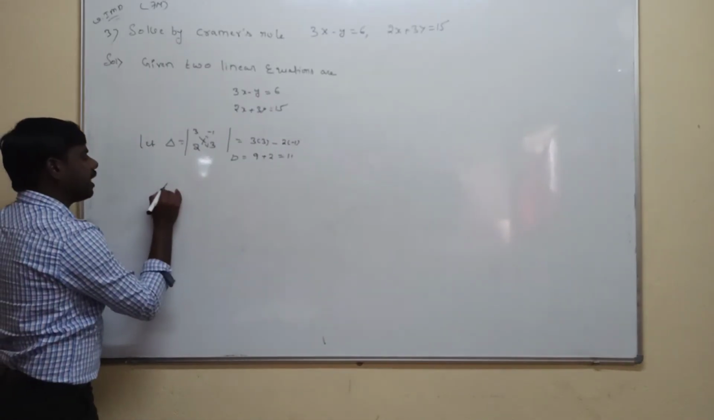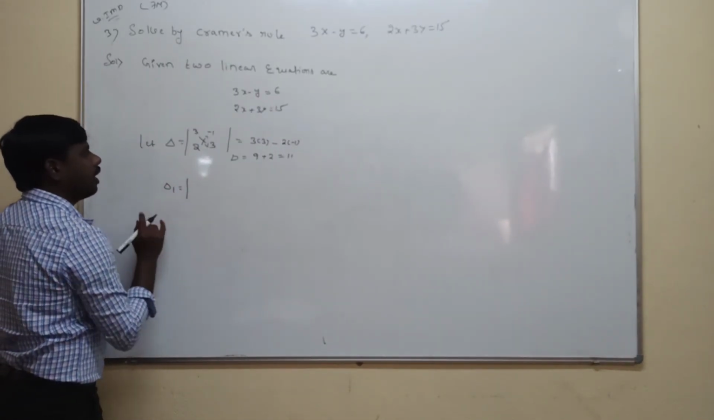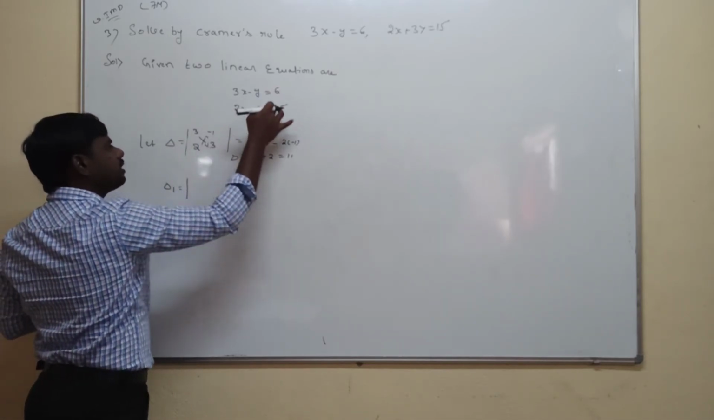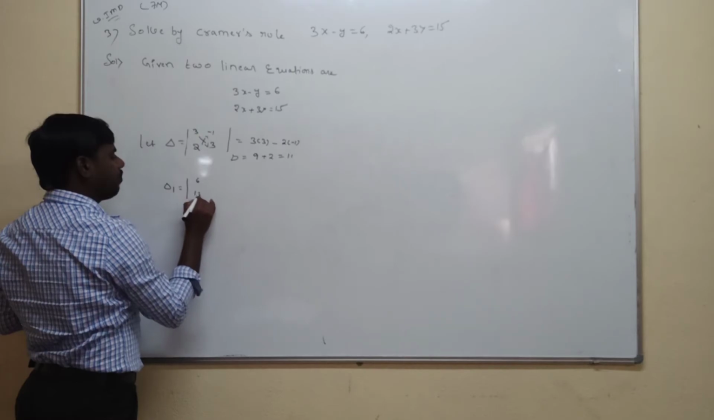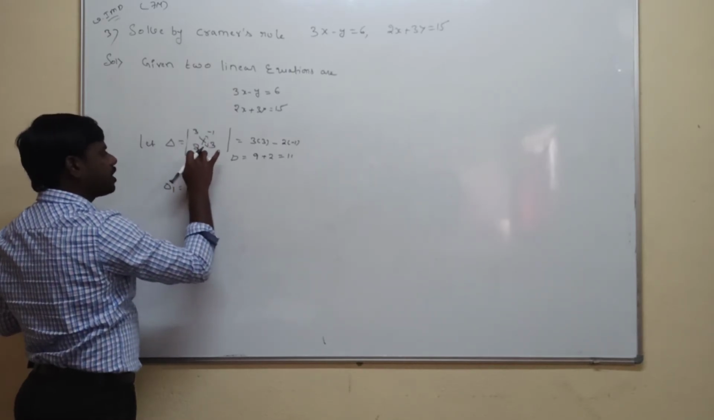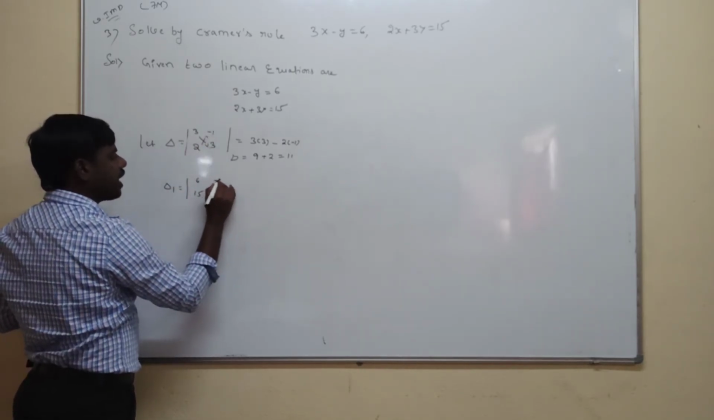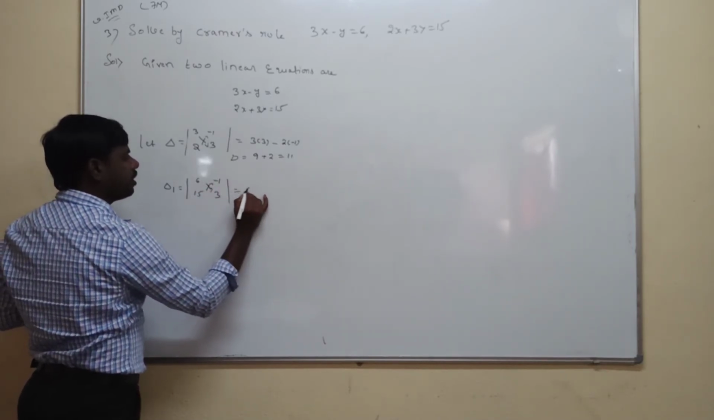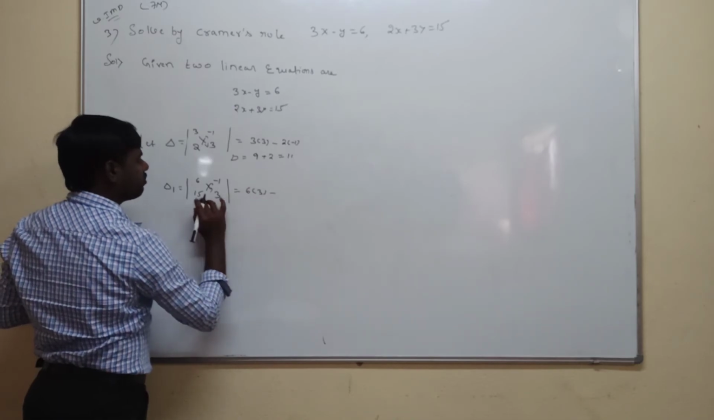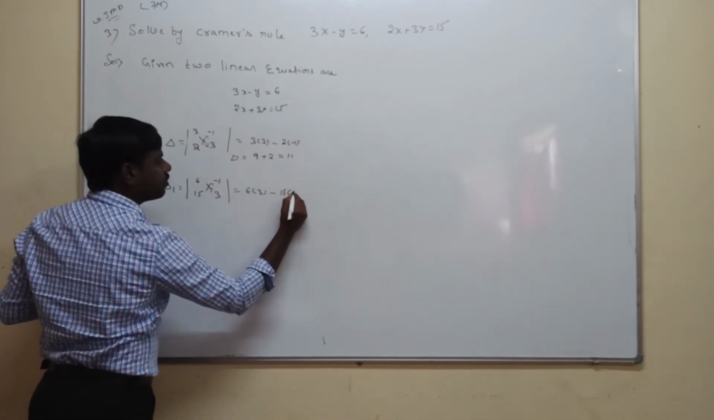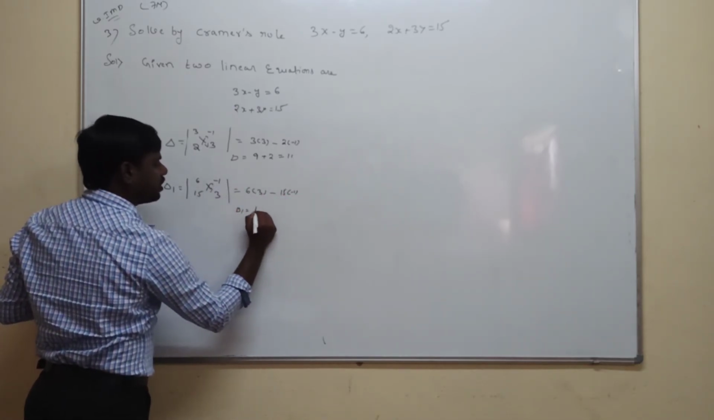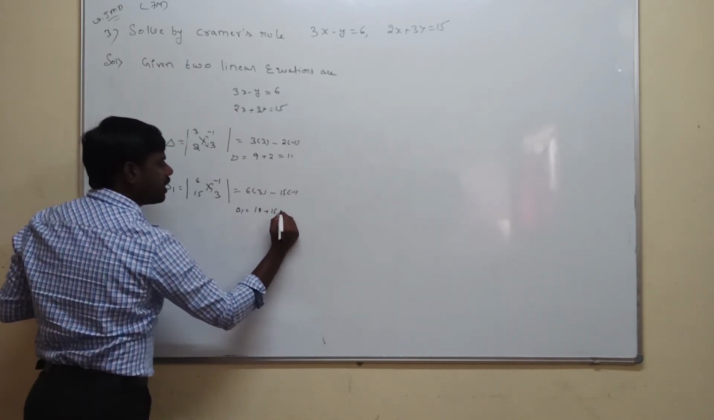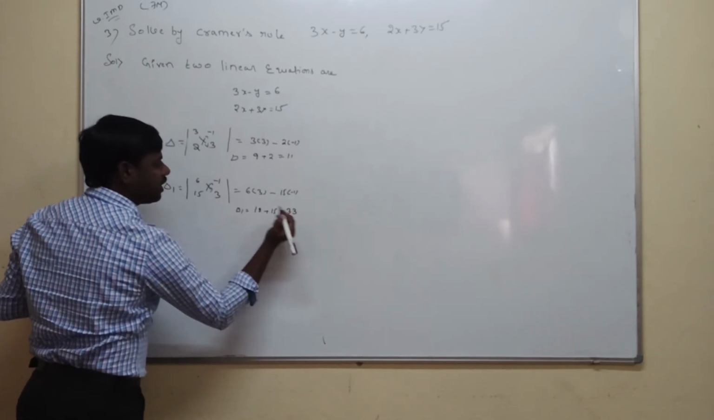Next we take delta 1. From delta, the first column is replaced by C1, C2, which are 6 and 15. The second column stays as minus 1 and 3. Here also we apply the cross multiplication method: 6 into 3 minus 15 into minus 1. Delta 1 is 6 threes are 18, minus into minus is plus, 15 into 1 is 15. 18 plus 15 is 33.